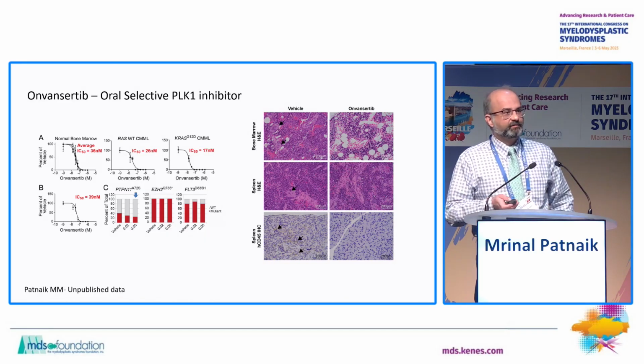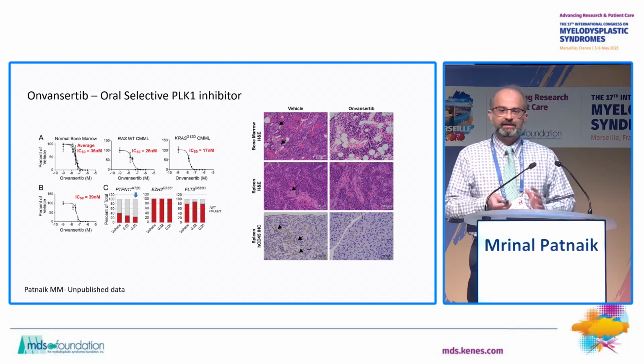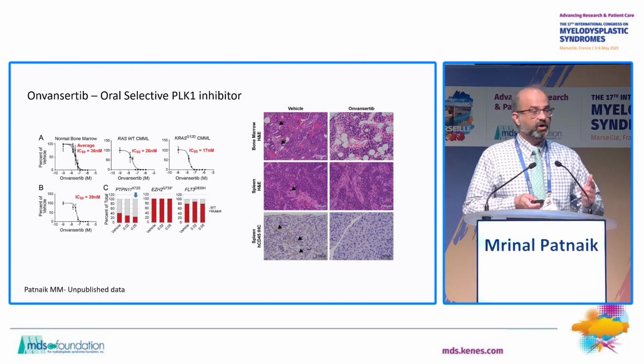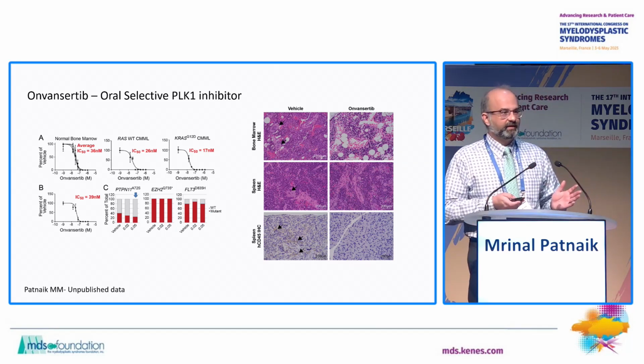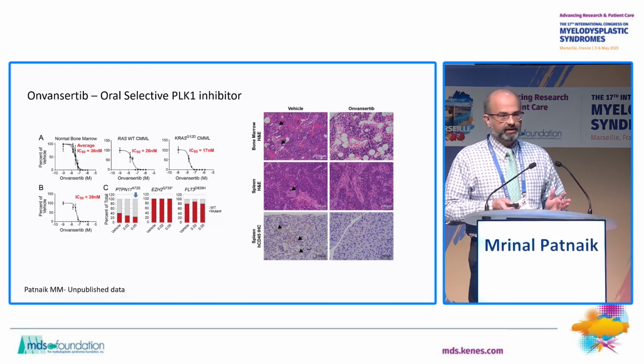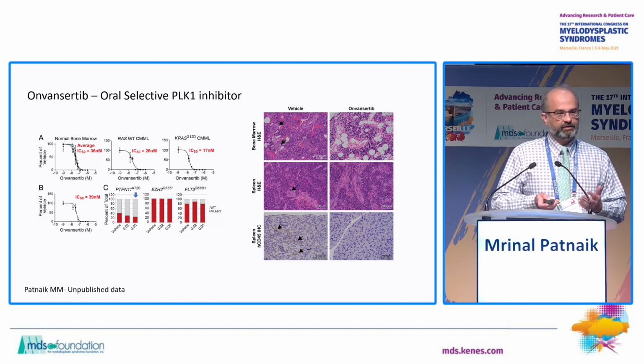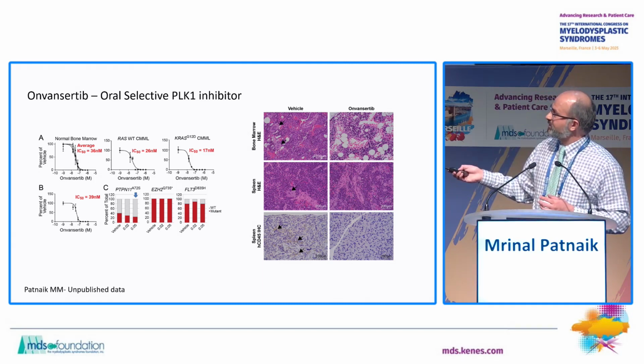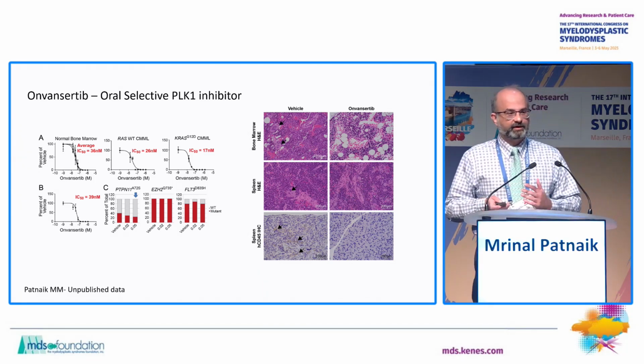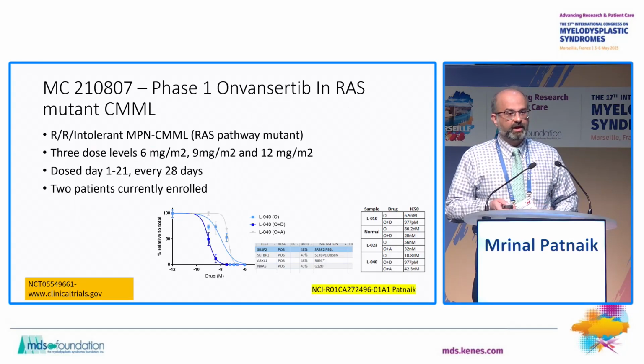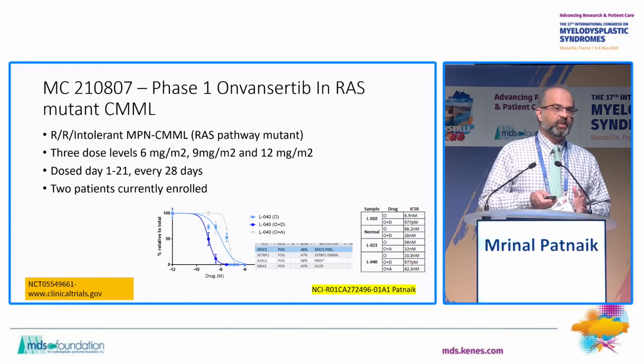So then we identified onvansertib. This is a highly selective PLK1 inhibitor. It's novel, it's oral. There is early phase data in acute myeloid leukemia in combination with decitabine, and we did further xenografts and in vitro studies, including resistance mechanisms with EZH2 and FLT3, and have now been able to launch a phase 1 clinical trial.